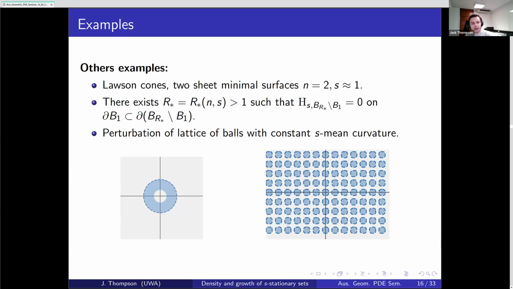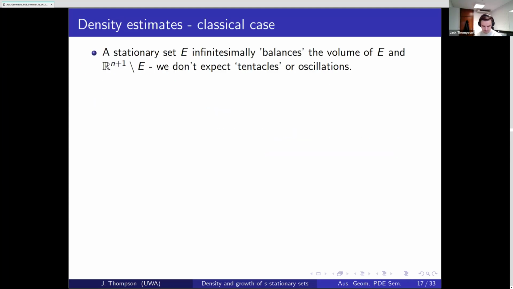And then there's also a construction of a lattice of perturbations of balls with constant s-mean curvature, which was done by Cabré, Fall, and Weth. Okay, so these are just some other examples. So that ends the introduction and motivation section. Now we get to the first result.